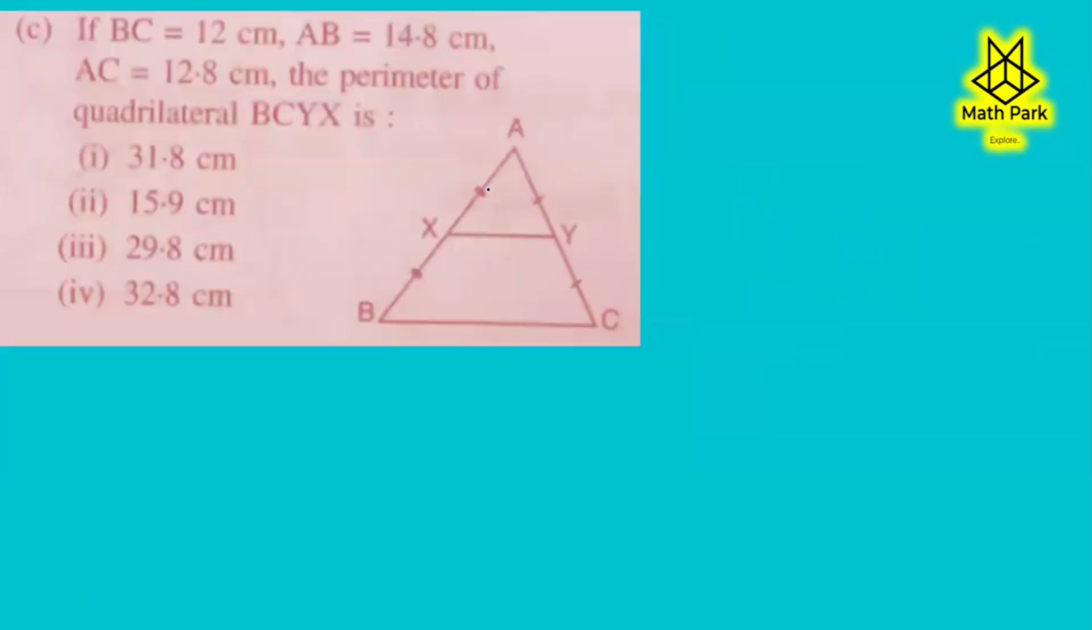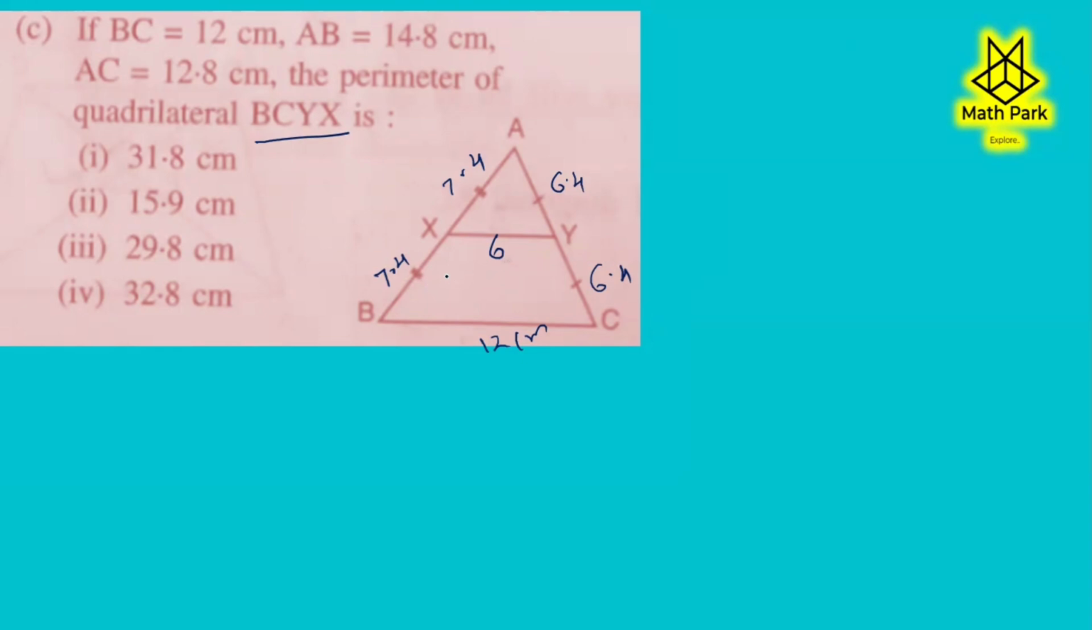If BC is equal to 12 centimeter, AB is 14.8, and you can see that X is the midpoint, it shows equal. So half of 14.8, this is 7.4 and 7.4. AC is 12.8, so half of that, this is 6.4 and 6.4. And you are given BC is 12. So by midpoint theorem, XY is half of BC. So this is 6.